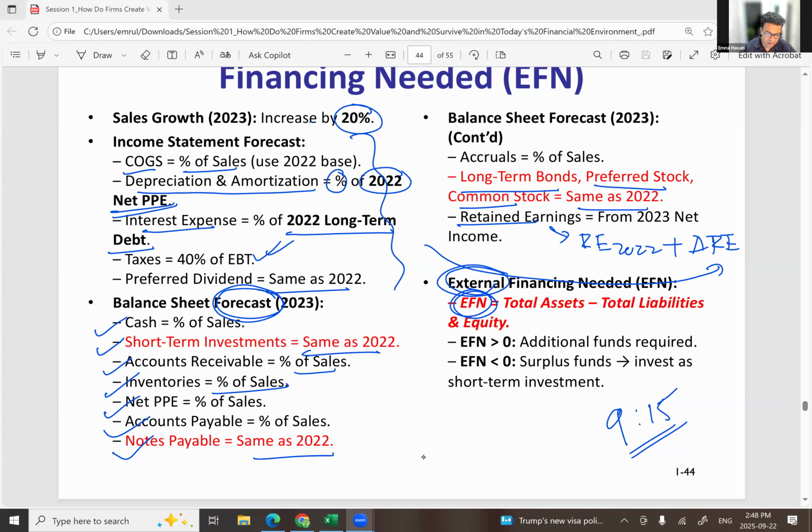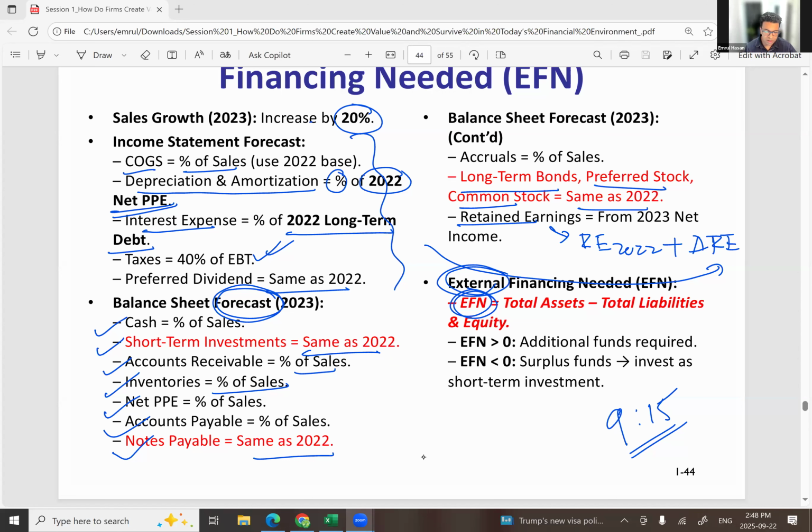Based on that understanding, same for interest expense: whatever long-term debt you end with in 2022, you pay interest on it the next year, right? Taxes, preferred dividend, we're going to keep the same. Cash is mostly percentage of sales. Cash equivalents are percentage of sales too. We'll keep short-term investment the same. Majority of the other items, accounts receivable, inventories, net PPE, accounts payable, are percentage of sales.